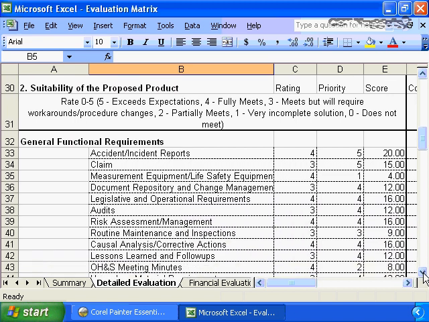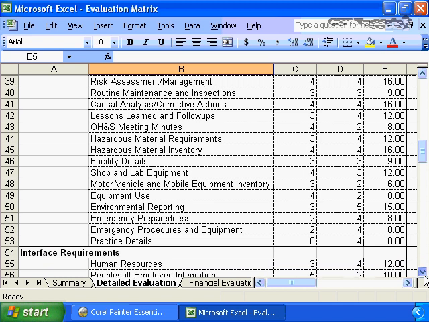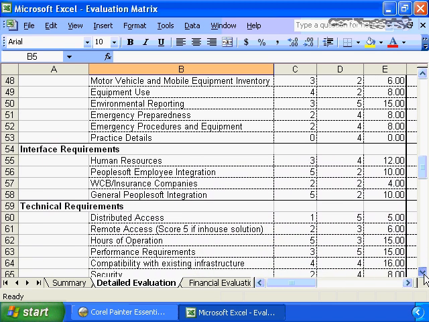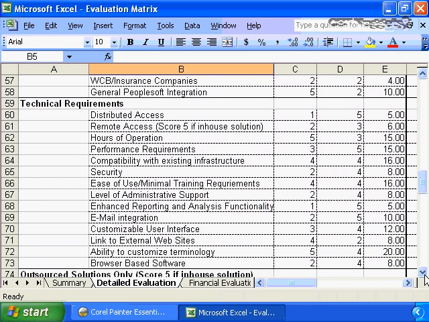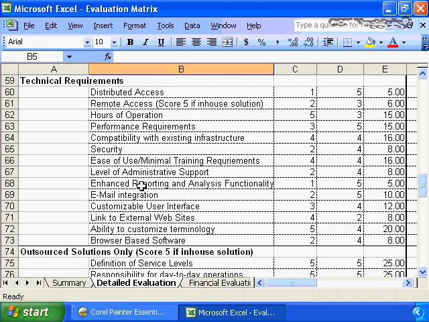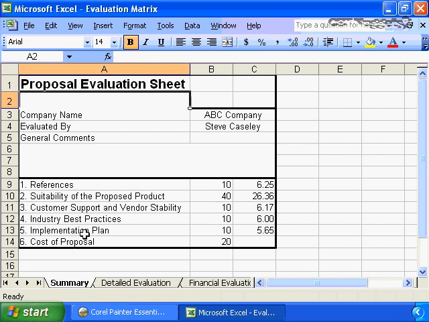I've done it for the suitability of the proposed project, all of the functional requirements, the interface requirements, the technical requirements, and so on. All of the information from my detailed evaluation has been brought forward to the summary sheet. So here I'm seeing for company ABC, evaluated by myself, in terms of references, they got a 6.25 out of 10. In terms of suitability of the proposed product, they got a 26 out of 40. That's not a very high evaluation.